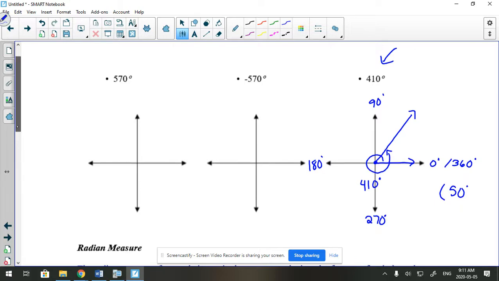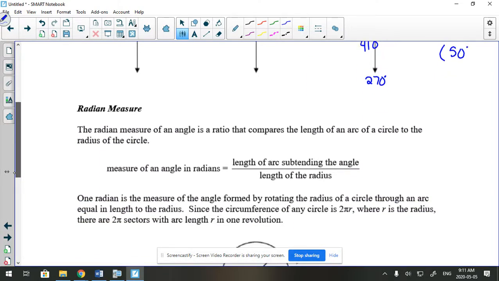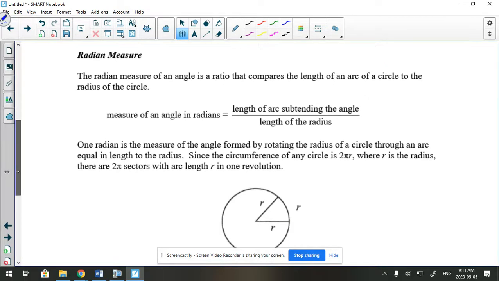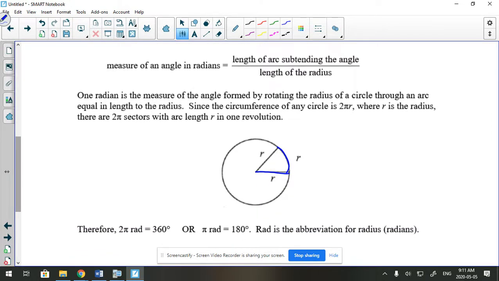We have to introduce radians now. A lot of the sinusoidal functions make sense with the radians, and it's just a different way of writing degrees in a different form. So the radian measure of an angle is a ratio that compares the length of an arc of a circle to the radius of the circle. So the measure of an angle in radians is the length of the arc subtending the angle divided by the length of the radius. Okay, so that's kind of a confusing way of writing it, but there's a pattern to it that works.